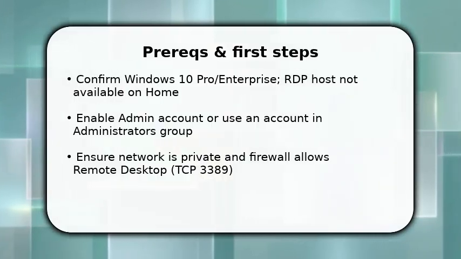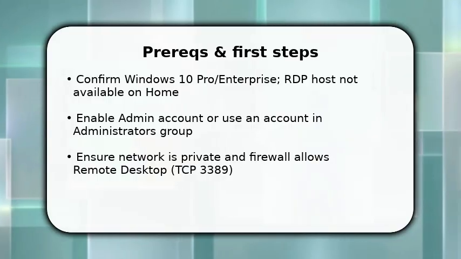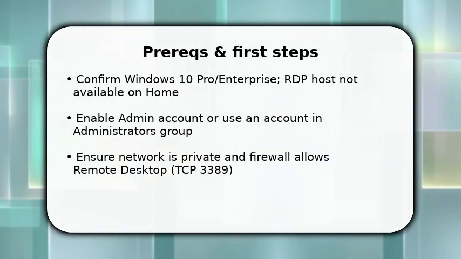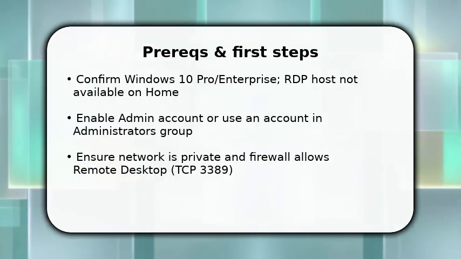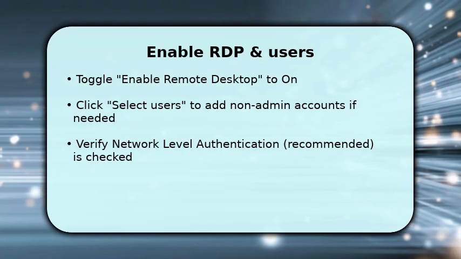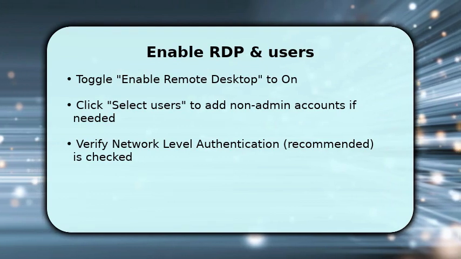Next, set the network profile to private under Settings Network so discovery works. Now open Start, type Remote Desktop Settings, and press Enter. This takes you to the exact control where the host switch and related settings live. Once in Remote Desktop Settings, toggle Enable Remote Desktop to on. You'll see a confirmation, accept it.